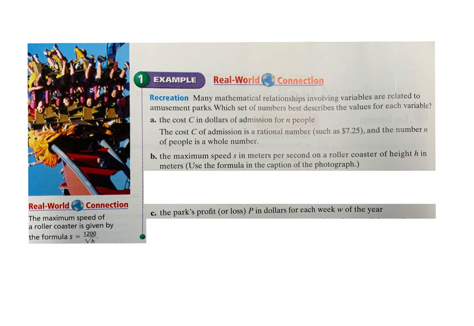And they gave you that explanation there. The maximum speed S in meters per second on a roller coaster of height h in meters. And they give you the formula in the left-hand side. If they want to find speed, you're going to use this 1200 over the square root of h, all right? Right here. What do you think here?